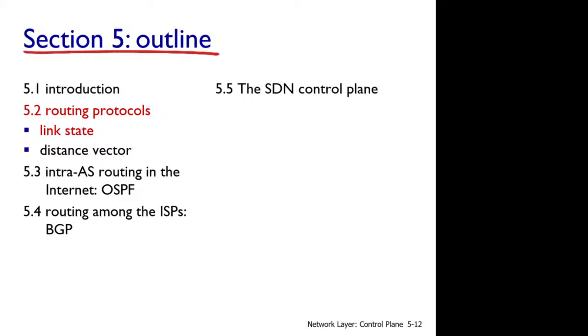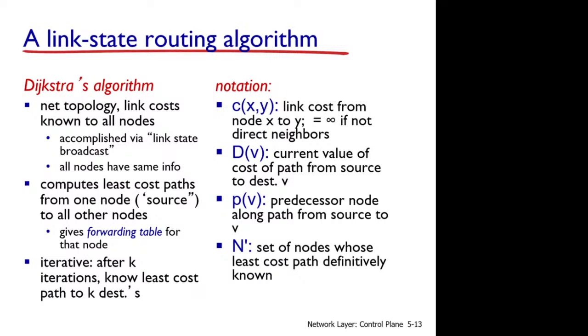We're going to go through a few examples, and then we are going to do some exam questions based on it. This is called Dijkstra's algorithm, named after its inventor, Dijkstra. Again, it's based on network topology, link costs, etc. Here's the notation again. C(x,y) is the cost from node x to y.